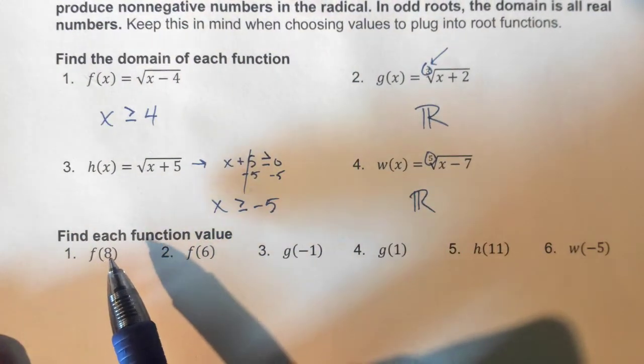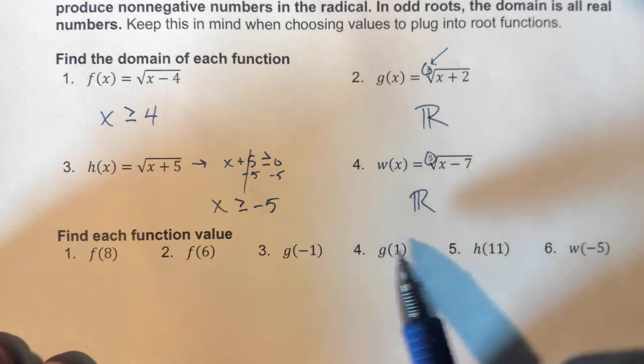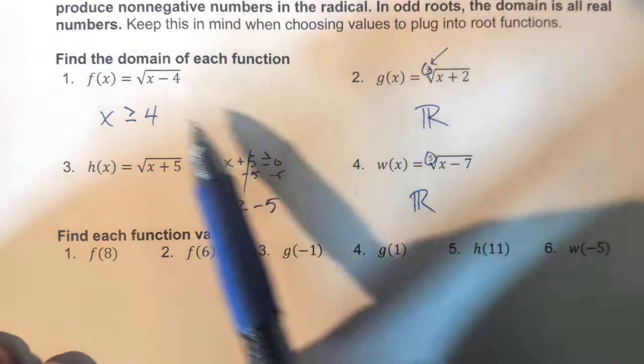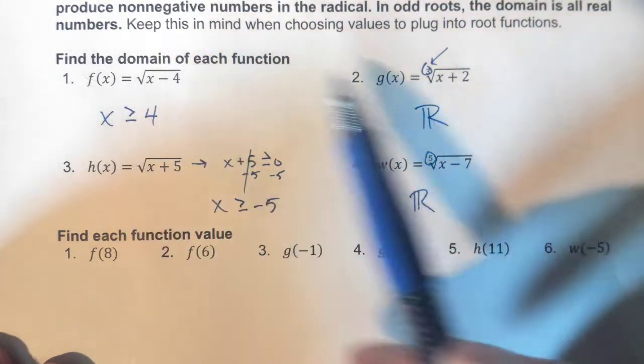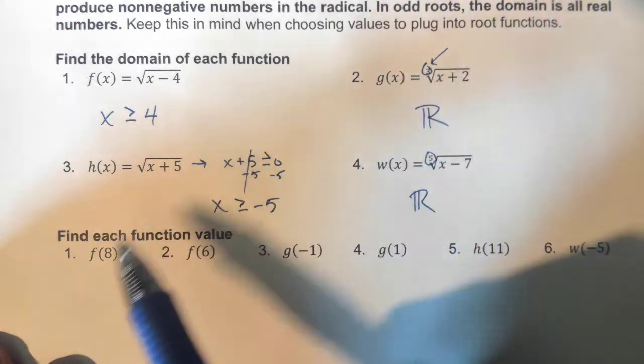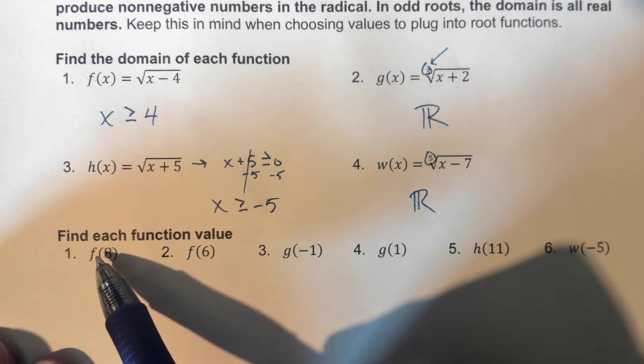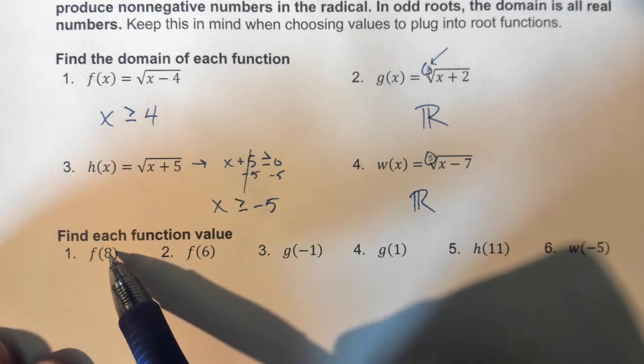It says find each function value. So you'll notice they have f of somethings, g of somethings, and h of and w of something. So we're going to be using those functions up here. So hopefully I didn't muck them up too much with my circlings. So the first one says find f of 8. So that means I'm using the f function and I'm plugging in 8 into the function.